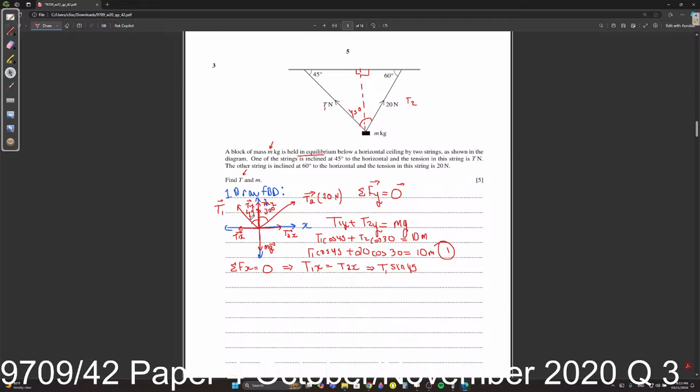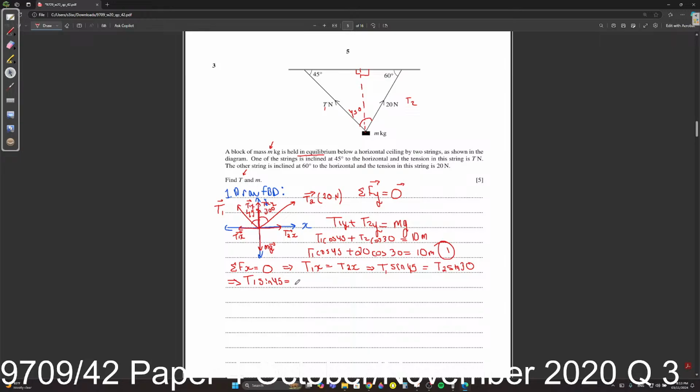So for x, I'm going to use sine. For y, I used cosine. So T1 sine 45. Anyways, it doesn't make a difference if it's 45. T1 sine 45 is equal to T2x. What's T2x going to be equal to? T2 sine 30. Why sine 30? Because again, the angle's with the vertical, so I use sine for x. Let's substitute again. We don't know what T1 is, so we're going to keep it as T1 sine 45. It's equal to T2 sine 30.